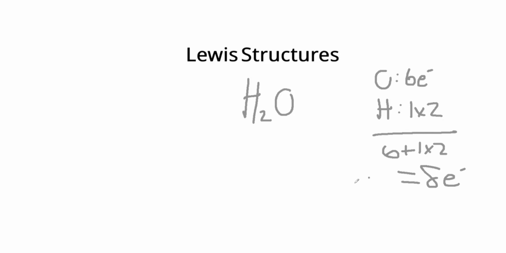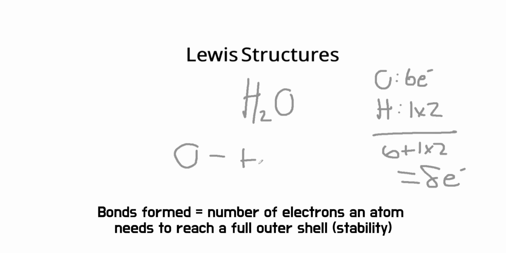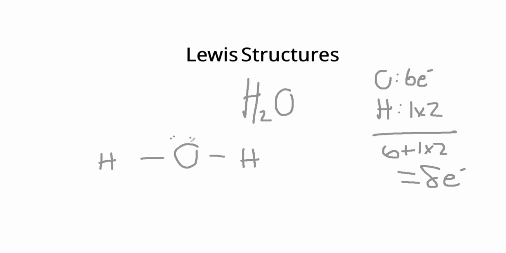Oxygen is the central atom because hydrogen can only form 1 bond. Connect each hydrogen to oxygen with a single bond. Those 2 bonds use 4 electrons, leaving 4 electrons remaining. Place those remaining electrons as 2 lone pairs on the oxygen atom. Now oxygen has 8 electrons around it, satisfying the octet rule, and each hydrogen has 2 electrons, satisfying the duet rule. This is the correct Lewis structure for water.